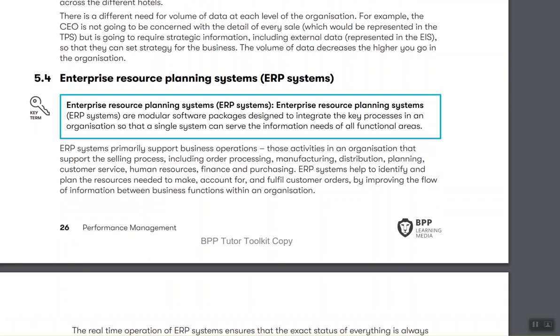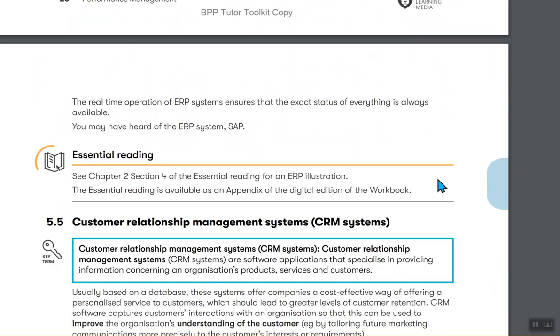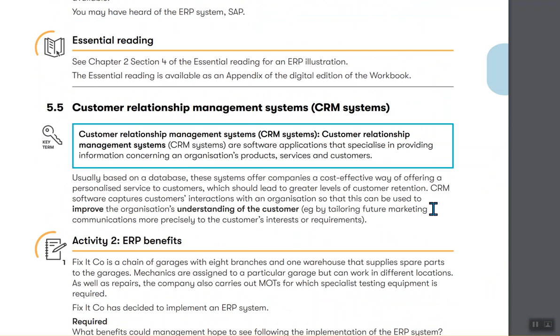Enterprise resource planning system is simply a management accounting system which helps with management of the resources, like production resources and stuff. Customer relationship management system shows our relation with the customer, the product that they're buying, how long they have been our customer, so giving all the information about the customer.